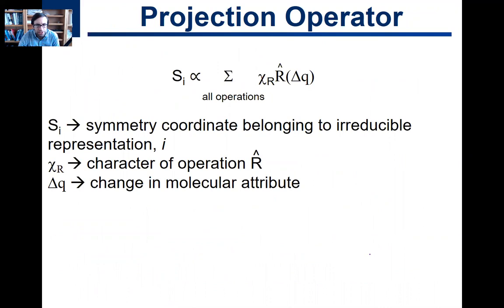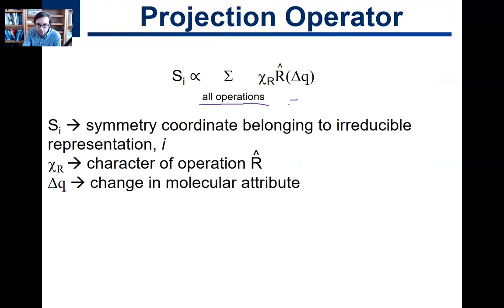So here's the definition of a projection operator. S_I is a symmetry coordinate belonging to an irreducible representation I. That's going to be proportional to the summation over all operations of the character of the operation when it's applied to that change in molecular attribute, whether that be, in our case, a bond angle or a bond length. And so, really the key thing that I want to emphasize about this definition, again, we'll see several examples of how this works. So, you don't really have to understand it right now because you'll see it when we work through the mechanics. But is that this summation is across all operations, okay?